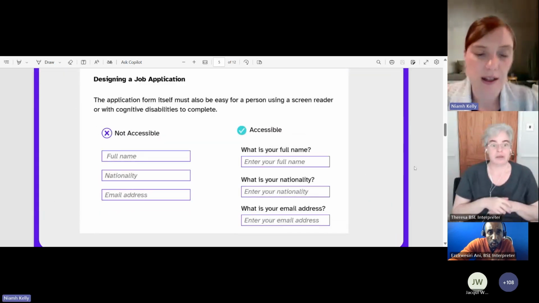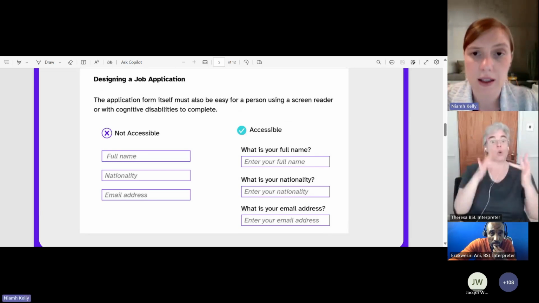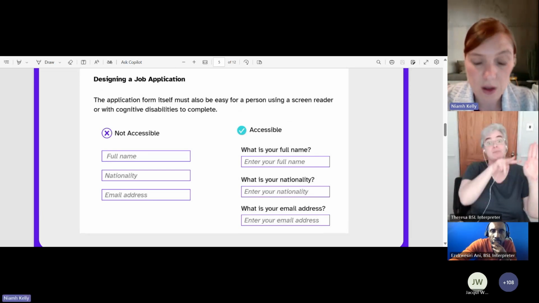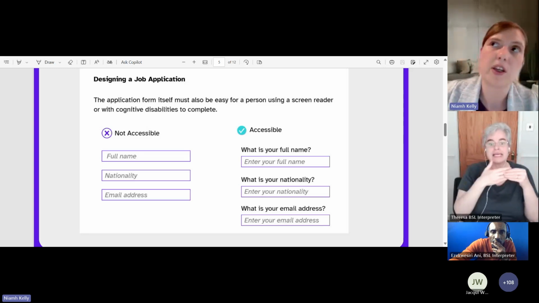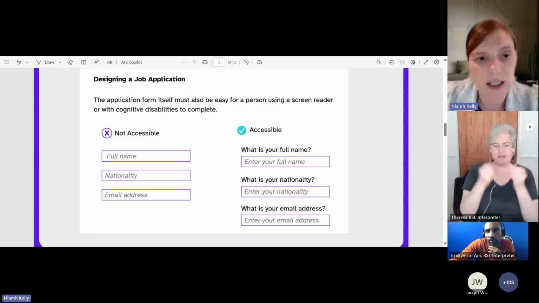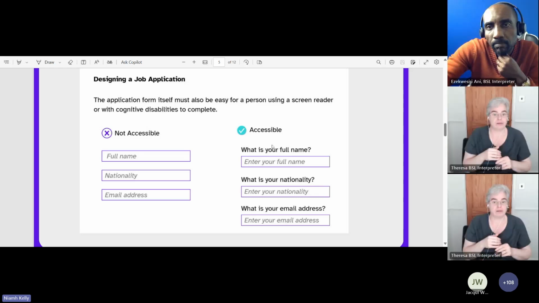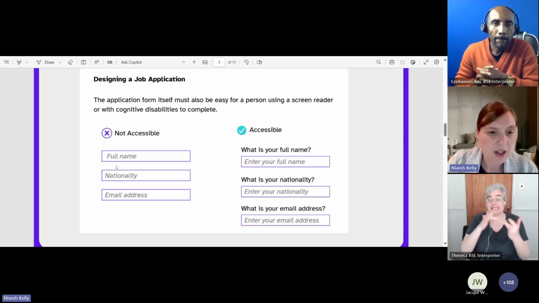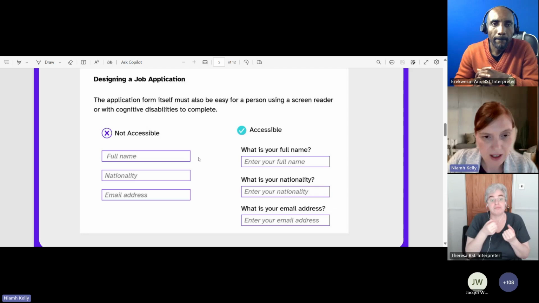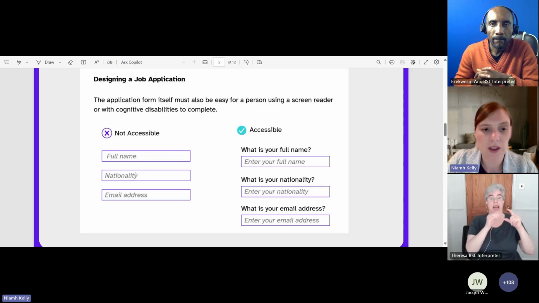So from a web accessibility guideline perspective, it's called the WCAG guidelines. I will share the link for them. They're very difficult to understand, ironically, but if you see a job application or anything on the internet, when we have a form to fill out, and there's no question above the box that you put your details, and it just says full name, nationality, email address, this form is not accessible.